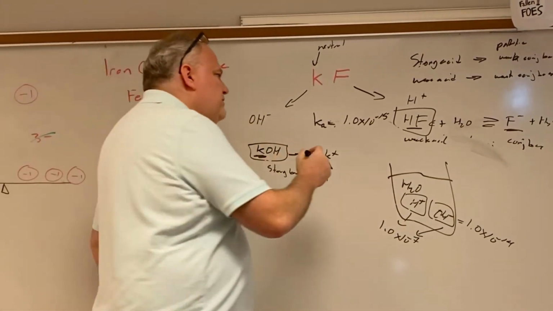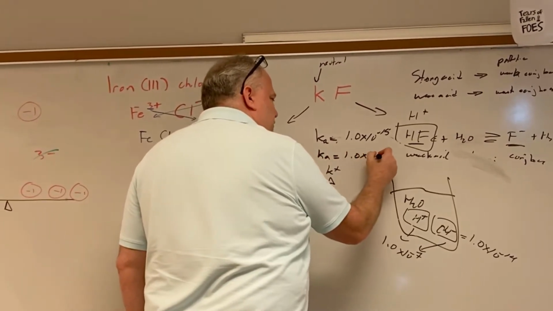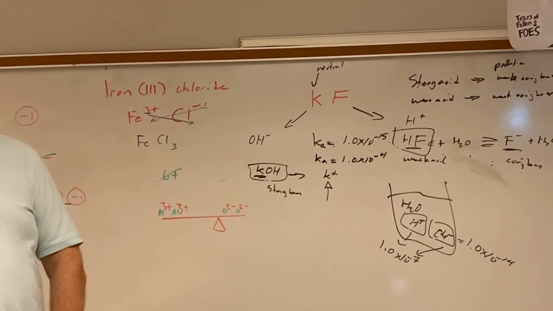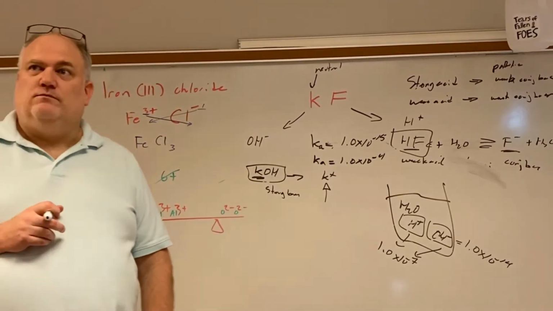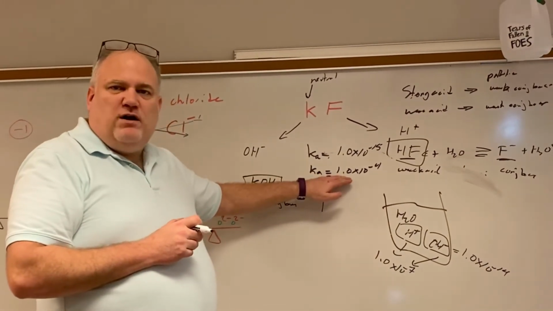Or let me ask you this, which of these is a stronger acid? Something that has a Ka of 1.0 times 10 to the negative 4, or something that has a Ka of 1.0 times 10 to the negative 15? Which is stronger? Well, this is a really important question. I don't know. Isn't my K the amount of product over reactant?